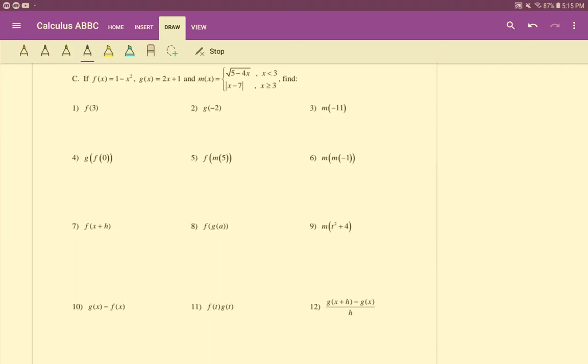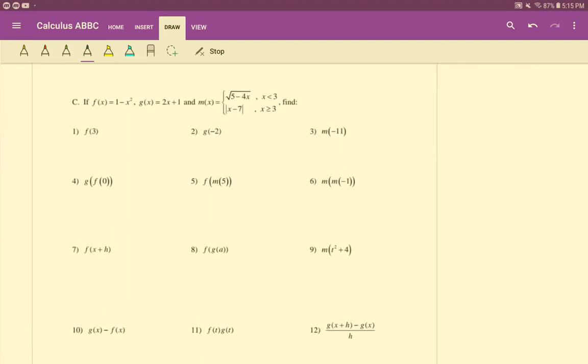Everyone, this is Mr. Widmeyer again, and we are going to continue our review of the summer review packet for AP Calculus AB/BC by looking at letter C more thoroughly and in depth.